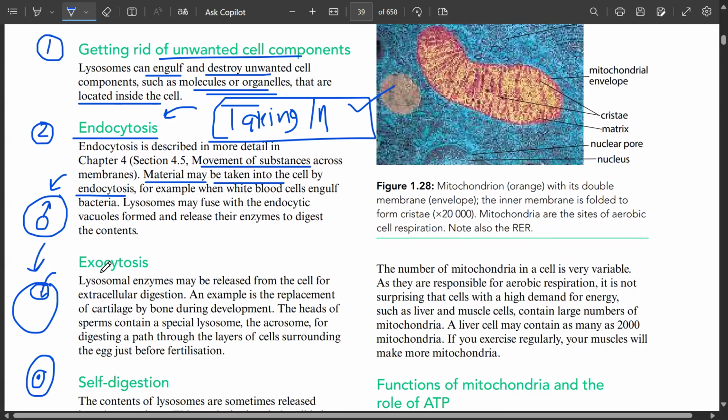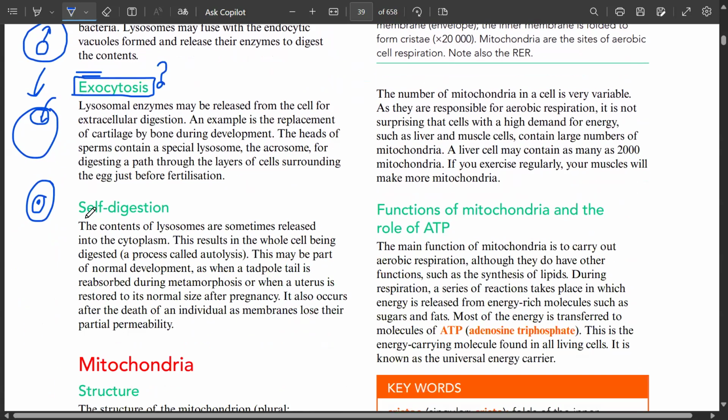Yeah. Then what would be exocytosis? Exo. Leaves the cell. Lysosome doesn't leave the cell. It fuses with the membrane and releases the unwanted substance. Got it? Oh, okay. Yeah, good job.